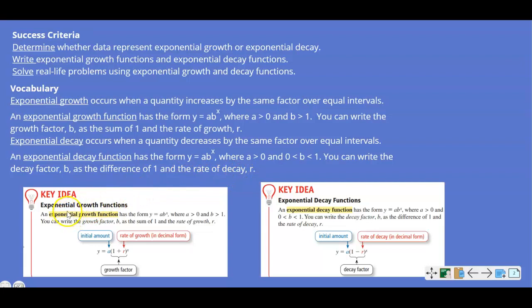All right, so key ideas here, exponential growth functions. You can see y equals ab to the x. We got introduced to that in the previous section. Now we're going to look at it a little bit more in depth. A is greater than 0, b is greater than 1. That means you're looking at exponential growth. You can write the growth factor b as the sum of 1 and the rate of growth r. So, ab to the x power, rewritten just a little bit: y equals a, instead of b, 1 plus r raised to the x power.